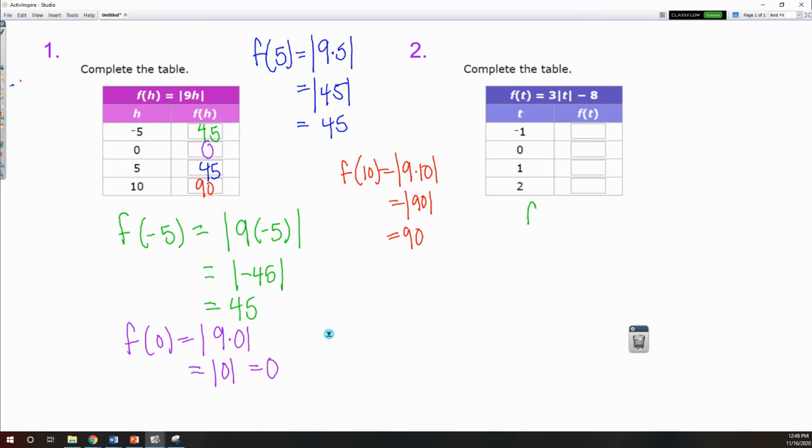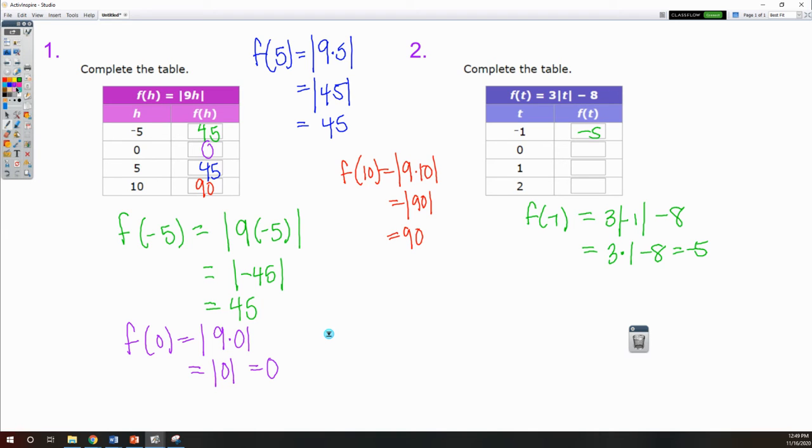So if I find f of -1, that means I'm substituting in a -1 wherever I see t. Simplifying inside my absolute value first, the absolute value of -1 is +1, and 3 times 1 minus 8 is -5. Finding f of 0 now. So f of 0 means I'm taking 3 times the absolute value of 0 and subtracting 8.